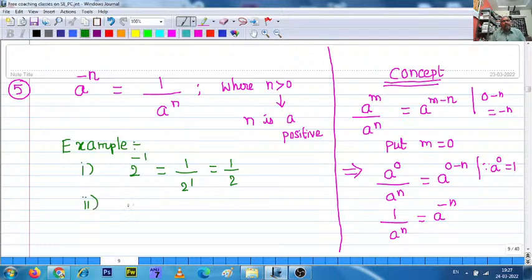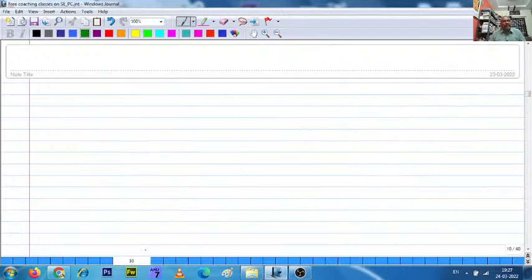Second example, 3 to the power of minus 2. We write 1 upon 3 square, that is nothing but 1 upon 9. And more examples, let's discuss. One more example, fourth example: 3 to the power of minus 4. That is 1 upon 3 to the power of 4, so 1 upon 81.